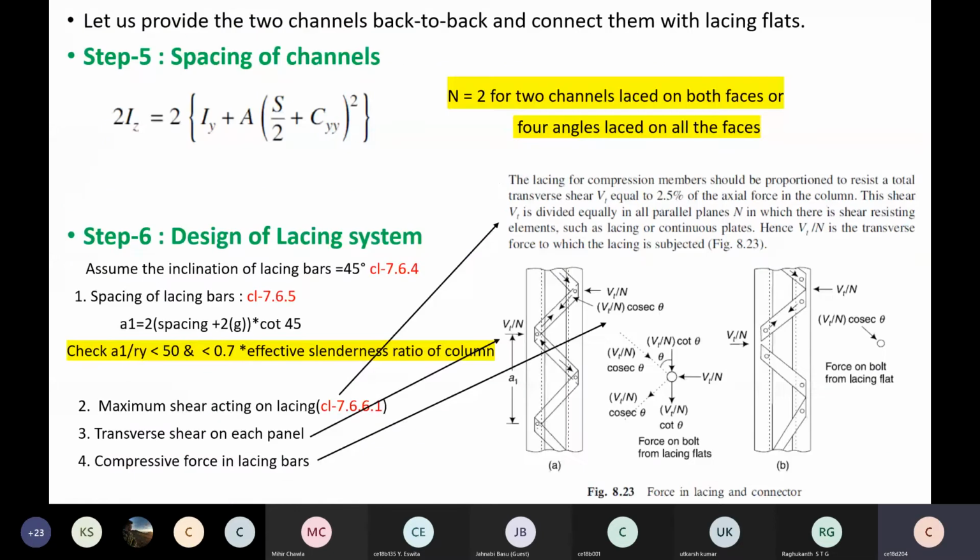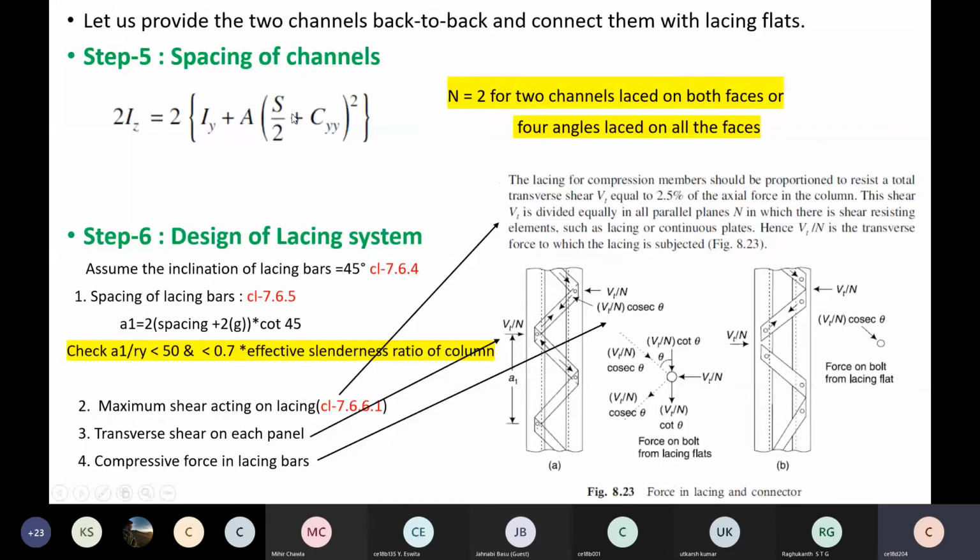In step 5, we'll calculate the spacing between the two channels. In the question, they have asked us to provide the two channels back to back with lacing flats. As we already know, they have given a formula to determine the channel spacing. All the relevant properties of the section we know, like IZ, IY, CYY, area, everything. So using this formula, we'll calculate the spacing.